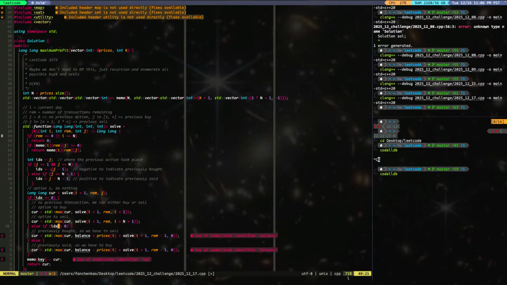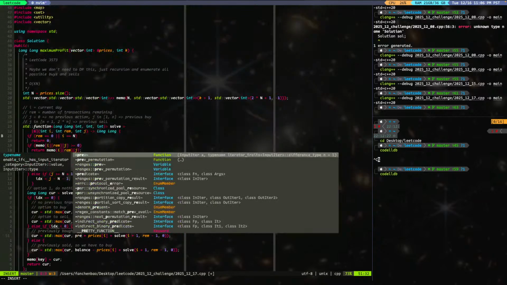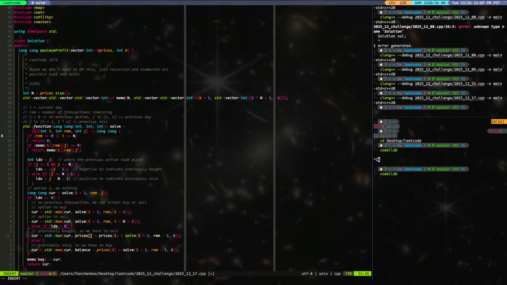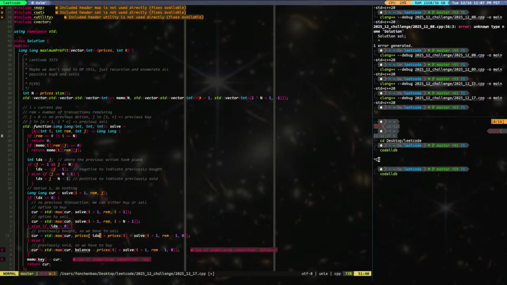Else if index is smaller than 0, right? So indicate previously bought. So we have to sell, right? Previous bought, so we have to sell. So we don't have a balance, we have a prices. So this is index, but we should do a negative index because index is negative, right? So we do this. This is the previous sell price. So we do a negative, and then we buy it back. And then we say 0, right? Because there's no more action.